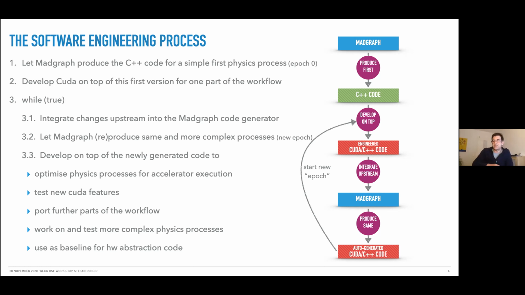In each of these epochs, we are optimizing, we are putting in new features and working on more complex physics processes. And we are using these also as the baseline for the abstraction layers.